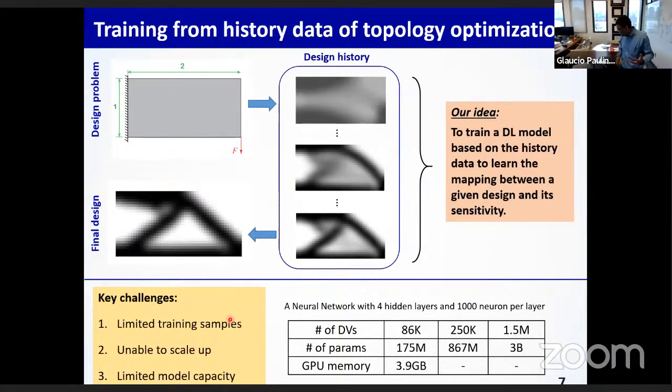A straightforward approach may not work because, if you see here, we have a problem from 80,000 design variables, for example, to 1.5 million. And you can see that the number of parameters in the deep learning model can blow up very fast, can go up to 3 billion or so. And this will exhaust our capabilities in terms of algorithms, in terms of software, and also in terms of hardware, the GPU memory that is used to solve the problem.